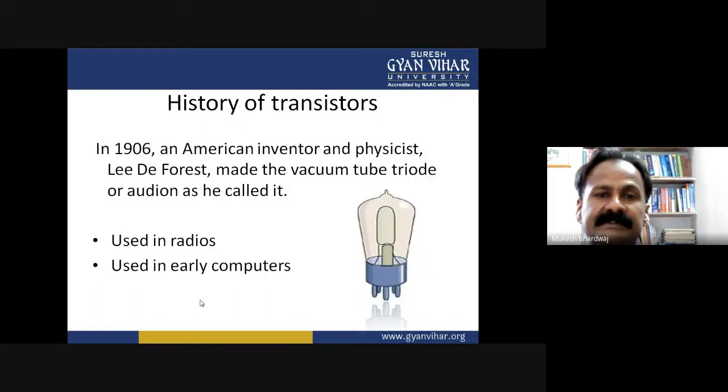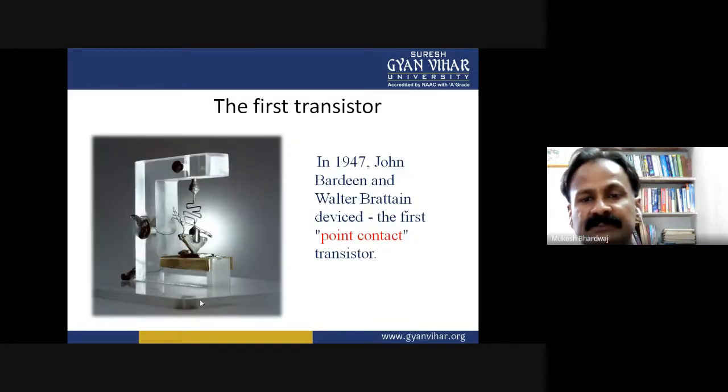In 1906, the American inventor Lee de Forest made the vacuum tube triode, or Audion as he called it, used in radios and early computers. Prior to the transistor, vacuum tube triodes were in use. The first transistor in 1947, as I discussed, was devised by John Bardeen and Walter Brattain, the first point contact transistor, which looks like this.